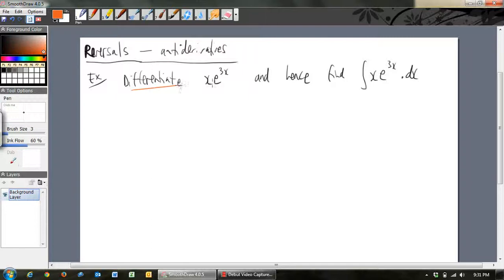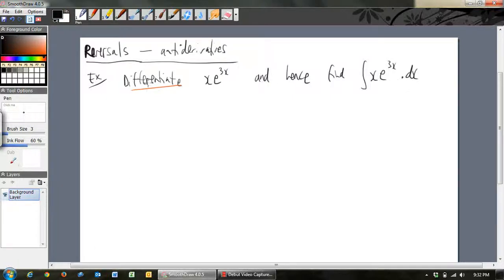What we're asked to do is differentiate this, and we'll end up with an answer, and then we'll use that to go backwards. If you were asked to find the integral of x e to the 3x, someone might guess it's going to look something like x e to the 3x, because when you integrate e, you get e back again. So we guess it looks like this, differentiate it, see how it ends up, and then figure out the rest. I'll show you a bit more what I mean.